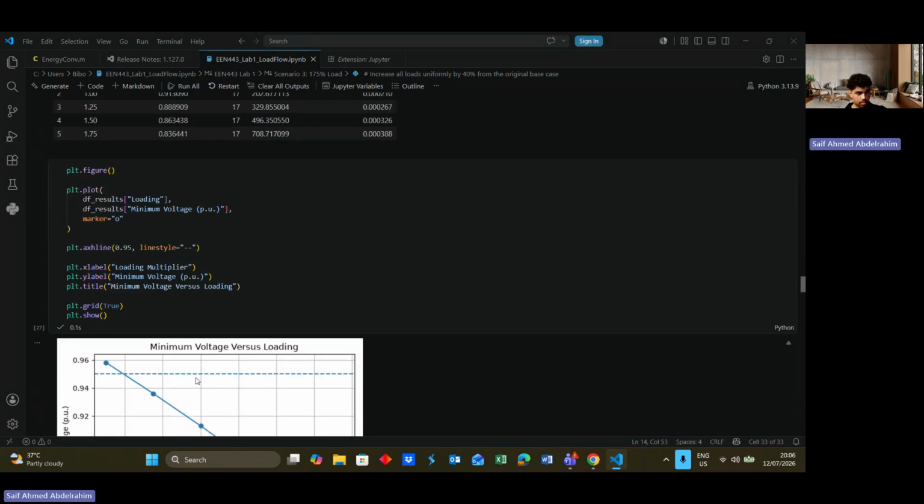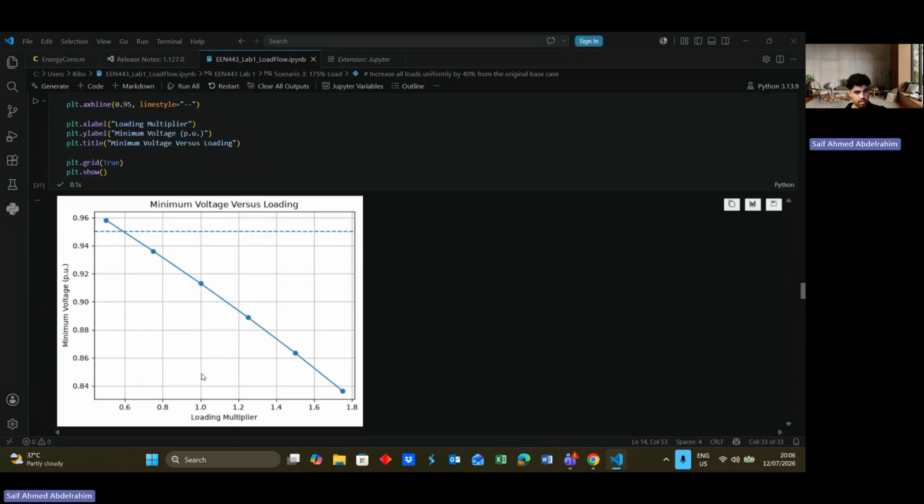So we move to the plot, the minimum voltage versus loading. This plot shows that voltage decreased as loading increased. The first tested voltage violation occurred at a loading multiplier of 0.6, where the voltage becomes 0.94, I think, something in between. And therefore the maximum tested loading before violation was 0.55 with a minimum voltage of about 0.95.